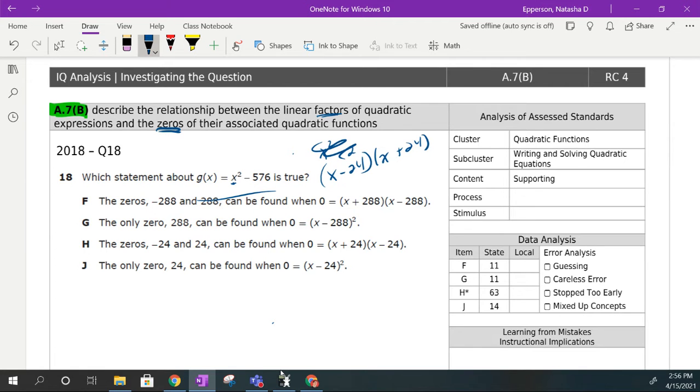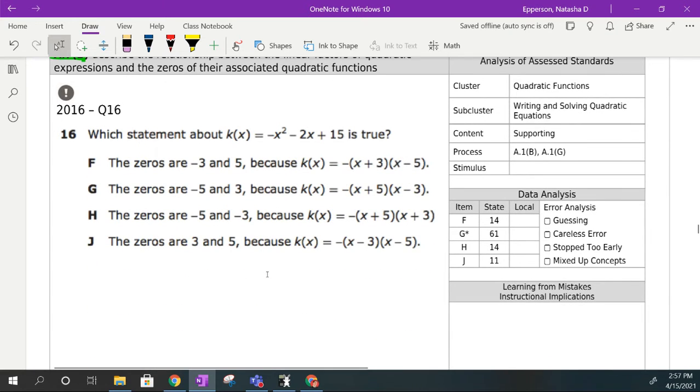So f is out, g is out. Just by answering that question of what we did right here and factoring that, this is a difference of squares. I know it is because of the minus, and that 576 is a perfect square. That would be x plus 24 times x minus 24, which would give me zeros of negative 24 and positive 24. J would be if this was a perfect square trinomial, and it's a perfect square binomial, so that won't work.